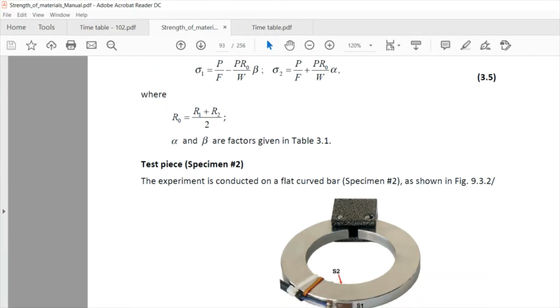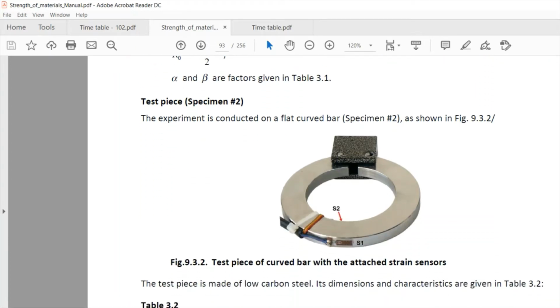So the test specimen, or the test piece, is specimen number 2. If we go to the first table in the manual, you will see that specimen number 2 is this figure. We will fix it to have one force from this side and another force from this side in order to have the specimen under tension.